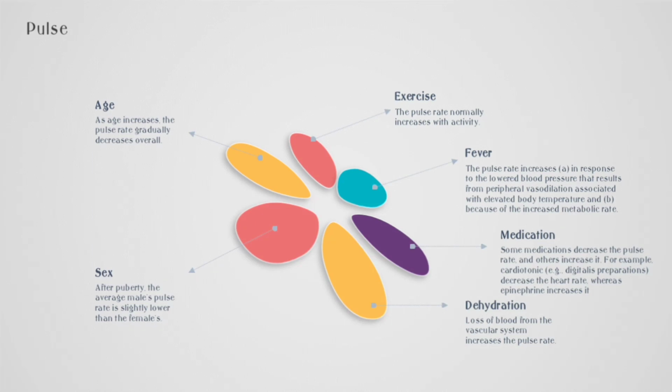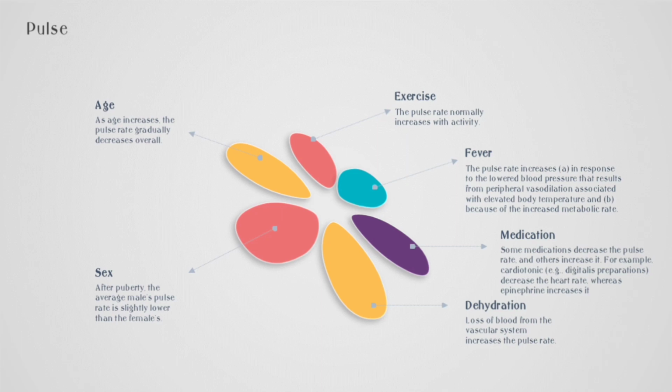Age is inversely proportional to the rate of the pulse. As age increases, the average pulse rate gradually decreases. Sex or gender. After puberty, the average male's pulse rate is slightly lower than the female's pulse rate. Exercise or muscular activity. The pulse rate is directly proportional to the exercise. The pulse rate normally increases with the increase in activity of the body.